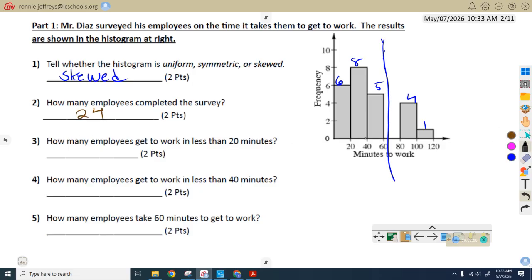How many employees get to work in less than 20 minutes? All right, here's 20 minutes. Less than 20 minutes would be this way. So I'd say 6. In less than 40 minutes, well, here's 40 this way. 6 plus 8, 14. And then 60 minutes, just keep adding the numbers. Okay, 19. Yeah, this stuff, again, straightforward, pretty easy.